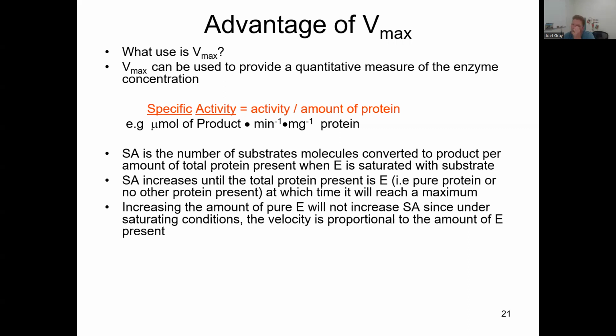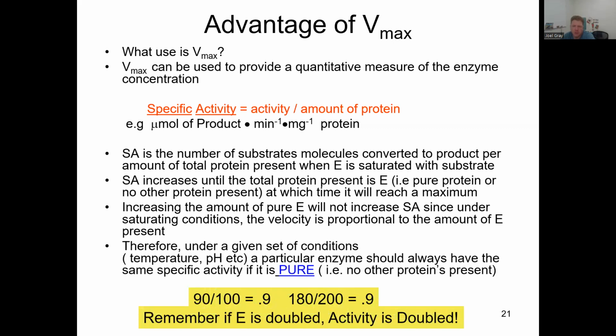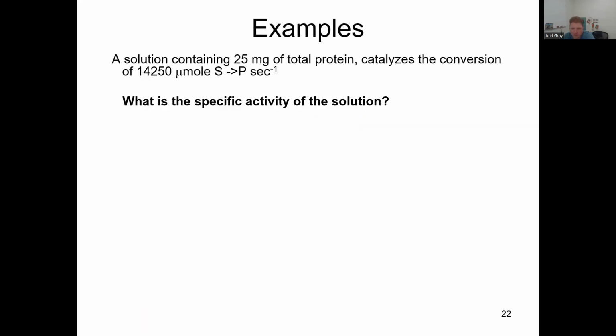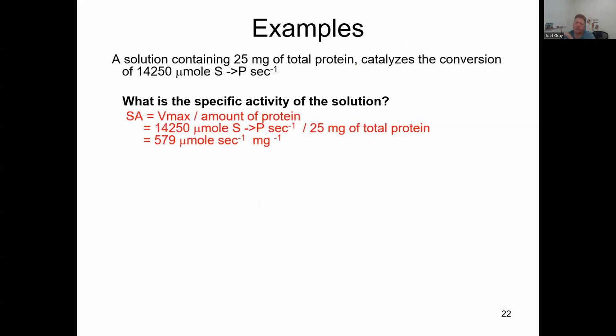Increasing the amount of pure enzyme will not increase specific activity, since under saturating conditions, the velocity is proportional to the amount of enzyme present. So therefore, under a given set of conditions, a particular enzyme should always have the same specific activity so long as it's pure. Now, I'm not going to ask you to do any calculations for this, because this is in some respects tweaking and adjusting the units, but effectively looking at what we previously saw. So I'm not going to ask you to do this and know this for the exam. So I'm just going to leave this as is.